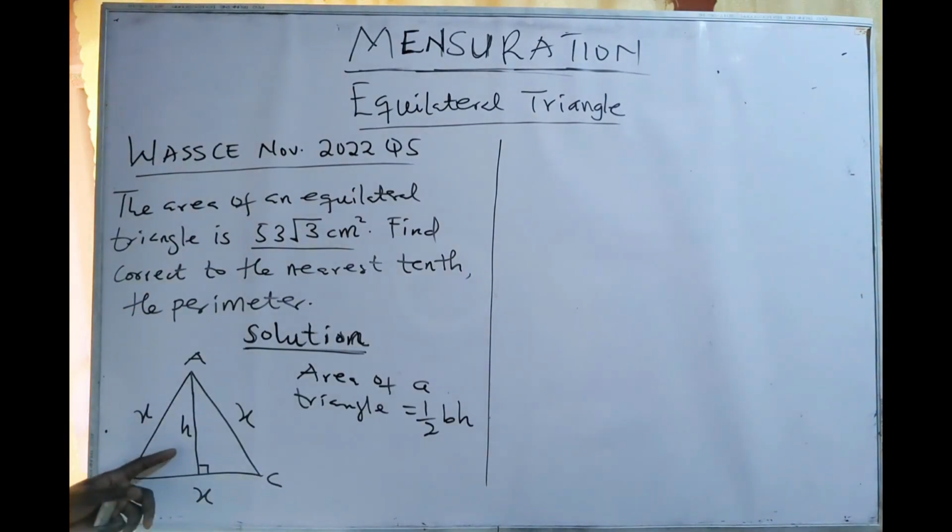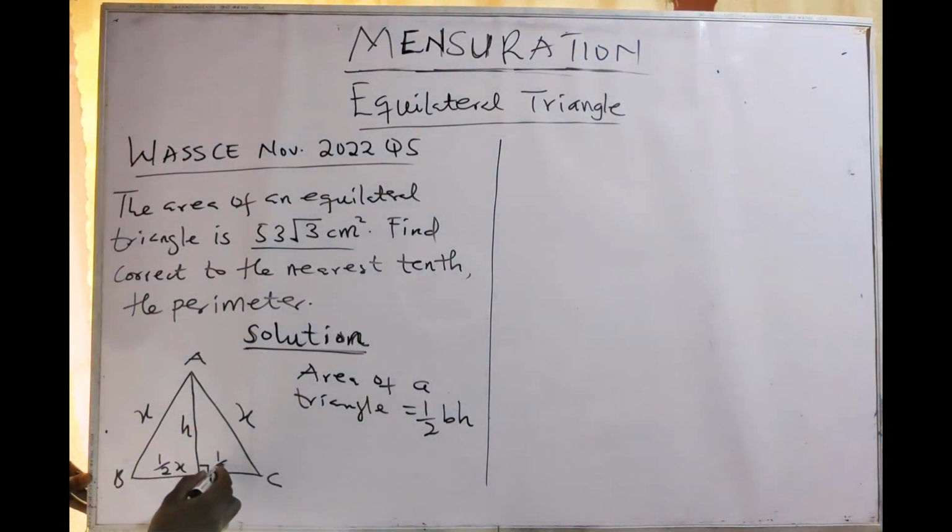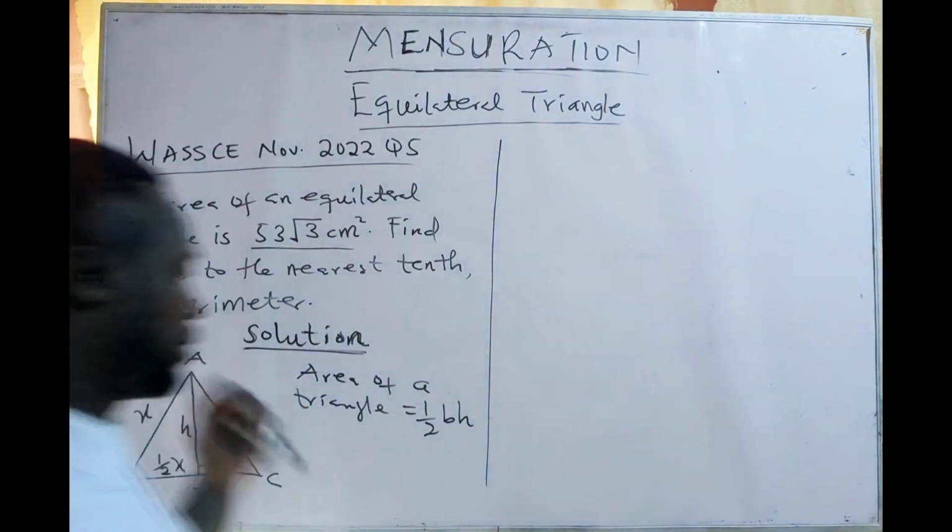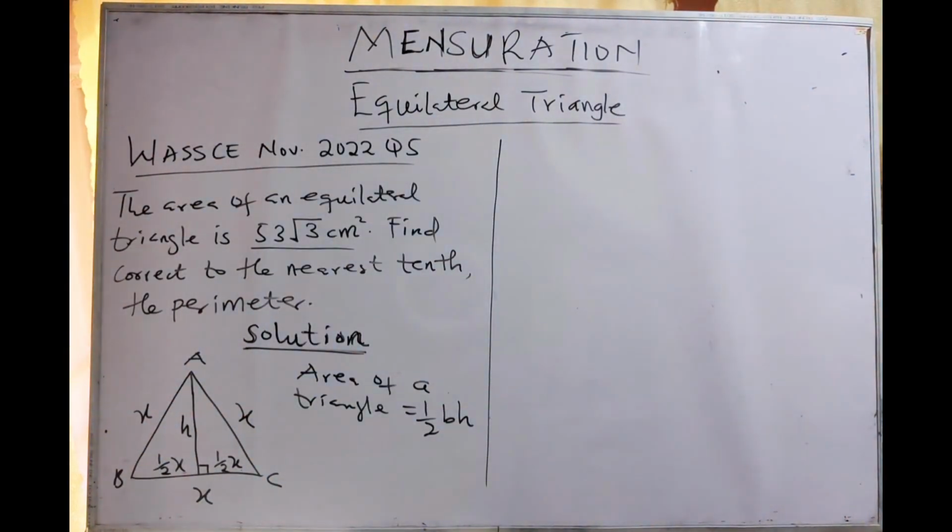So I have to find the height, so that when I get the height, I can substitute in the formula and get my answer. But we should know here that the height divides the base into two equal halves. So if the base is x, then here will be half of x, and here also half of x. So half x plus half x gives me x.